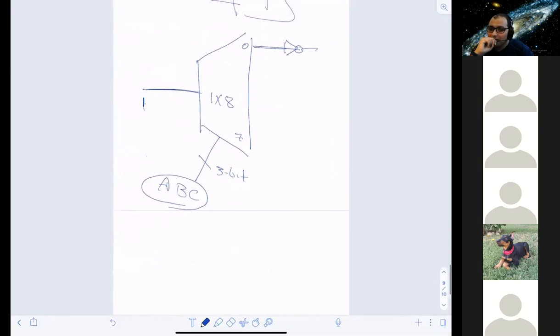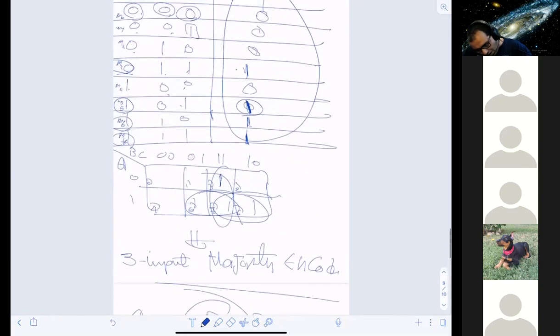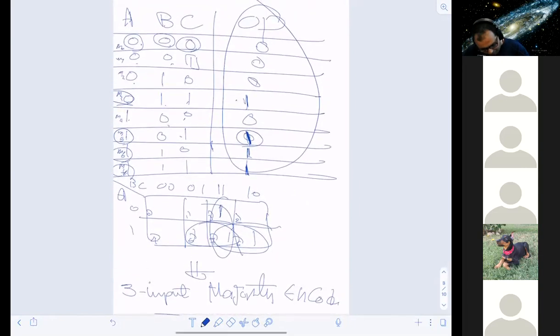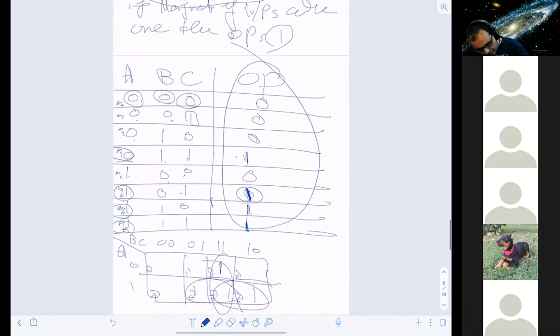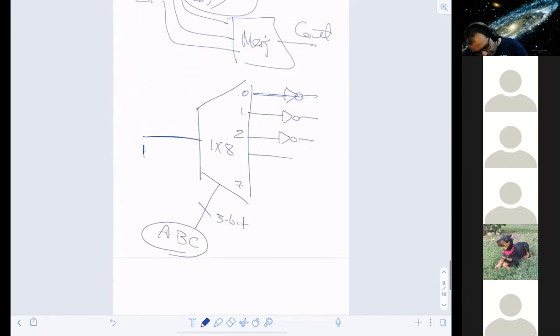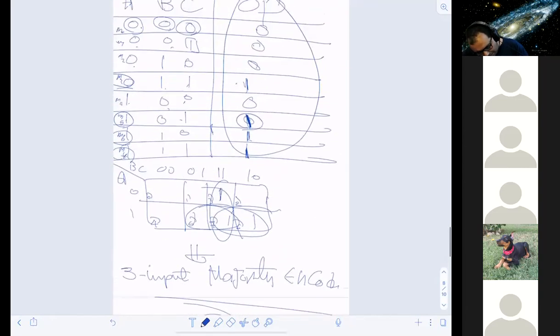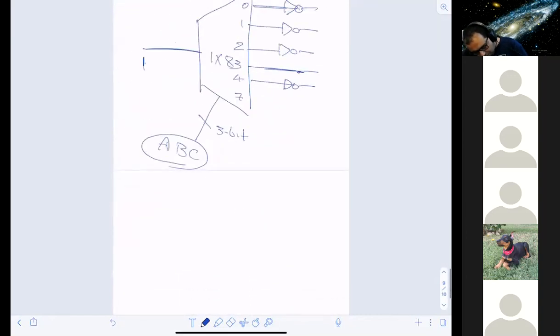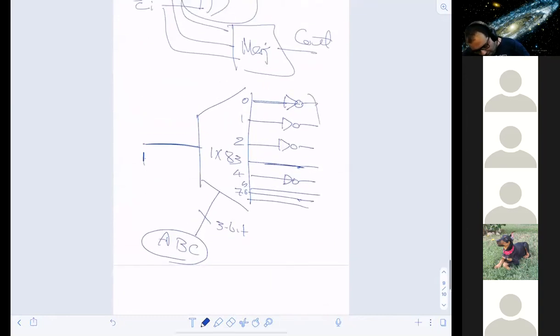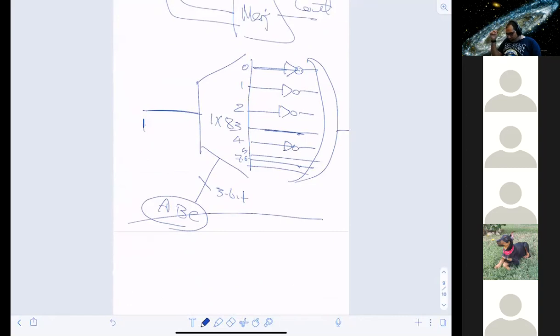Then it's like this: the first three outputs are zeros, so it goes here. Then number 3 is going to be 1, so number 3 goes to Y. Number 4 is going to be 0, so it goes here. Then numbers 5, 6, and 7 are going to be 1s. Then I take them and OR them. Boom. So I built this circuit using a demultiplexer. Do you agree?